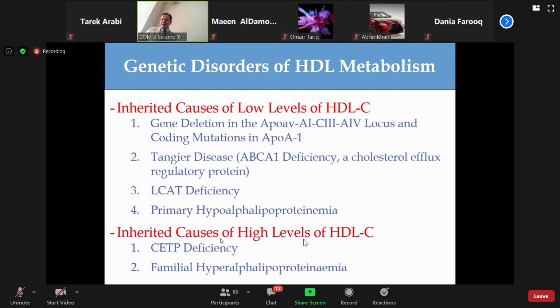And then we have the inherited causes of high levels of HDL cholesterol. That includes CETP deficiency. When you have CETP deficiency, what happens to the cholesterol? What did we say about CETP inhibitors right now? HDL goes up. So these people with CETP deficiency have higher HDL. As a result, they're protected from atherosclerosis, heart attacks, strokes, and so on. So it's a good thing.